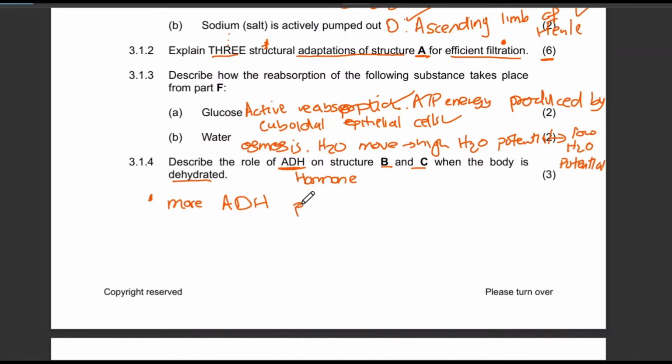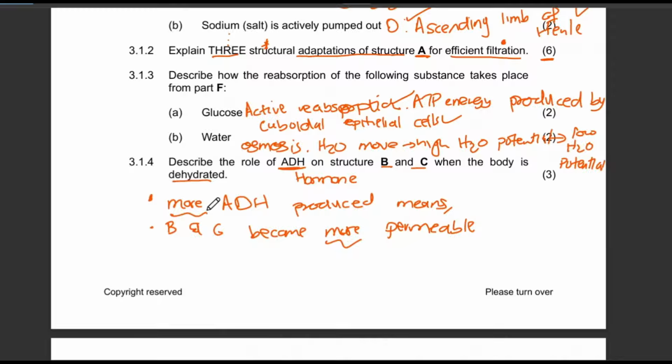More ADH will be produced, which means B and C will become more permeable. Remember, if more ADH will be produced, that means more of it will travel in the blood to the kidneys to cause the renal tubules to be more permeable. The word more is important, to become more permeable. And when these renal tubules are more permeable, that means more water leaves the renal tubules.